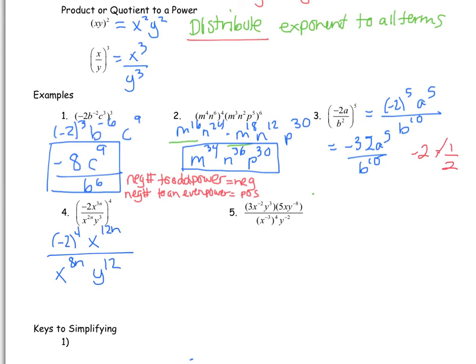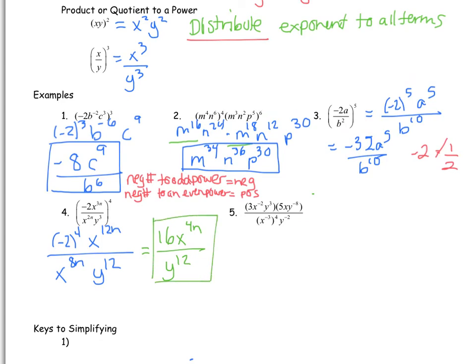Now, my x to the 12n and x to the 8n are going to do battle. I know that it seems goofy having an n in there, but 12 n's over 8 n's, the top wins by 4 n's. -2 to the 4th turns to positive 16. So 16 x to the 4n over y to the 12th is my final answer.